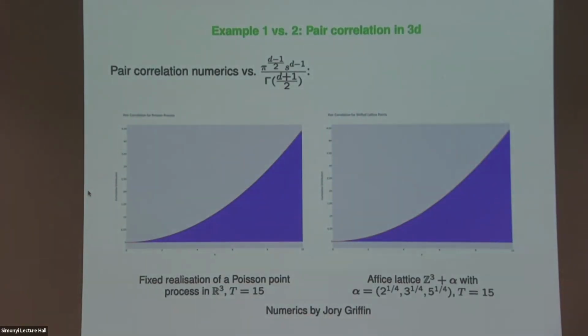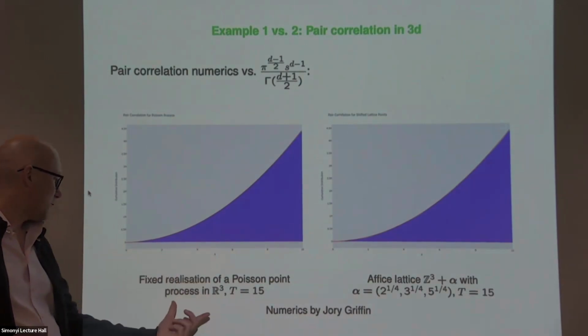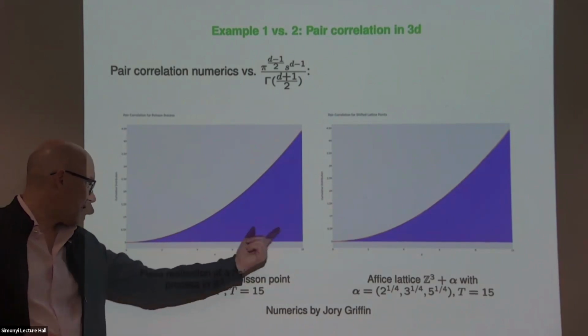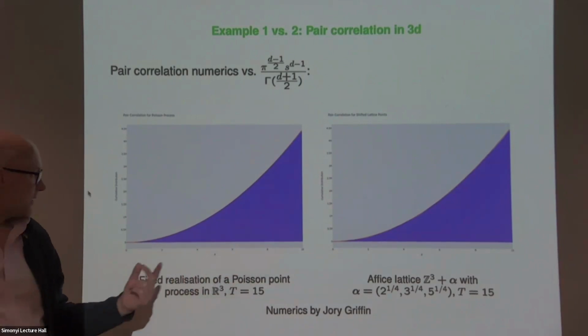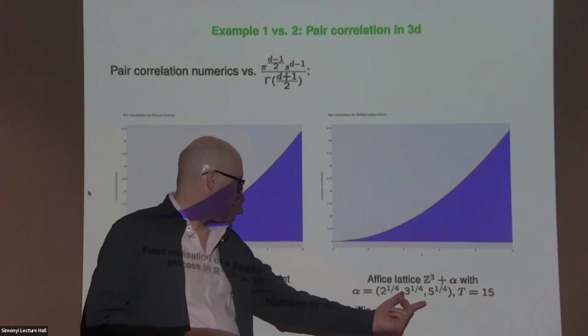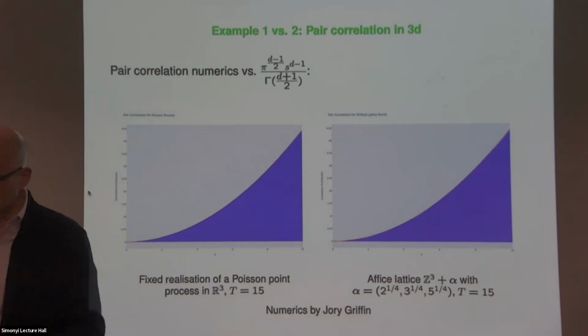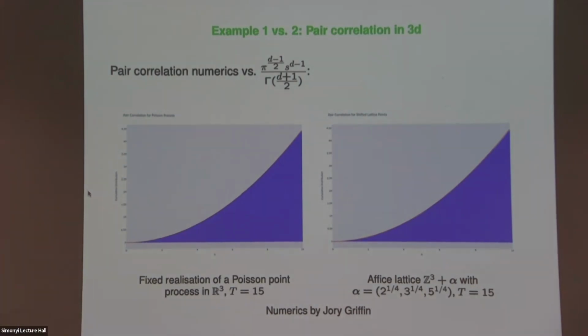Okay, let me move on. Here's just the numerical illustration of what I've just told you for the Poisson case. The blue thing is the histogram. And here, this is the lattice case for this choice of alpha. And both follow the curve that I've showed you.